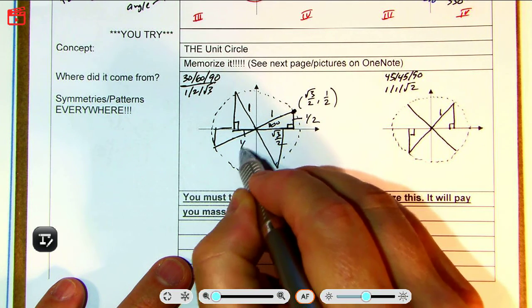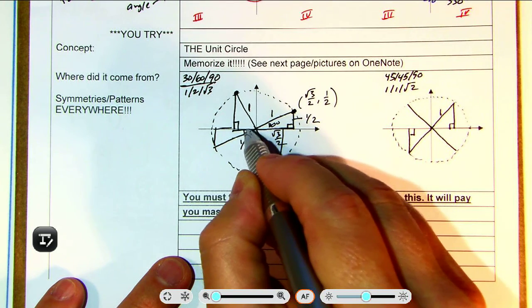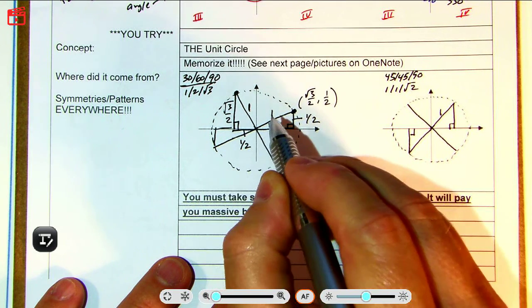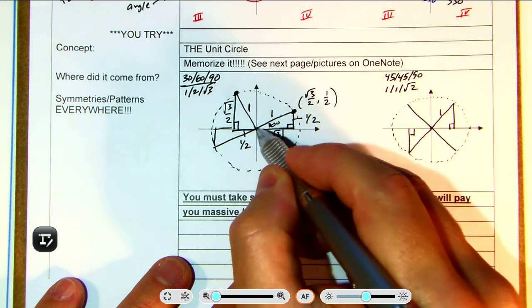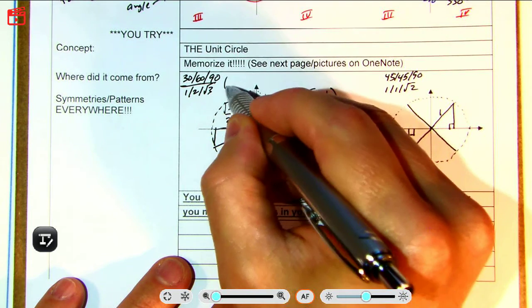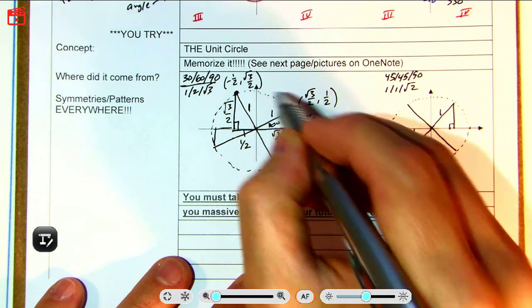So that length, the x coordinate of this point, would be 1/2. And this is the long side of the triangle, so that'd be rad 3 over 2. But we're going negative in the x direction. That's why the coordinates of this point, and you'll see this on the unit circle here in a second, is going to be that right there.